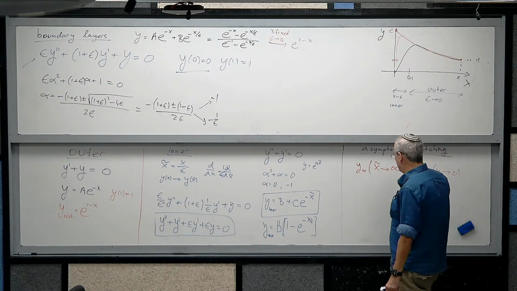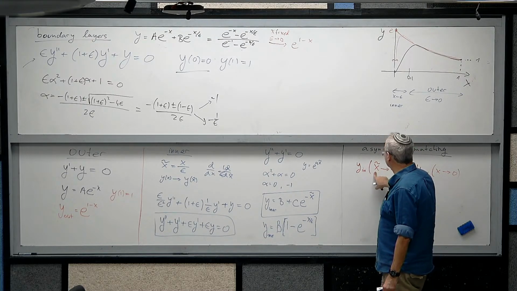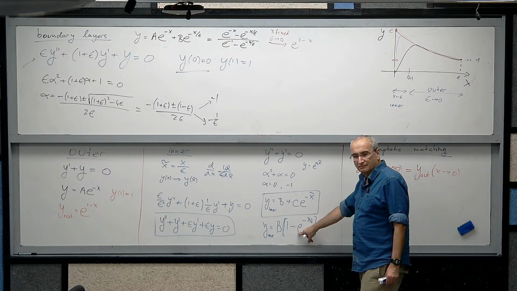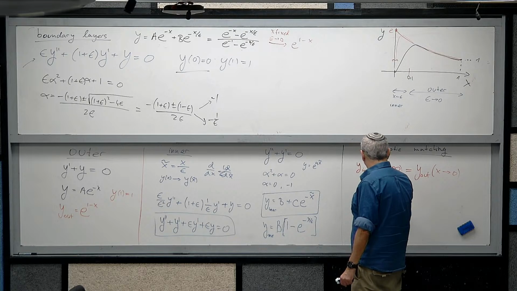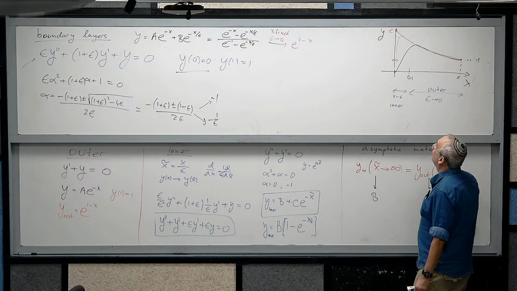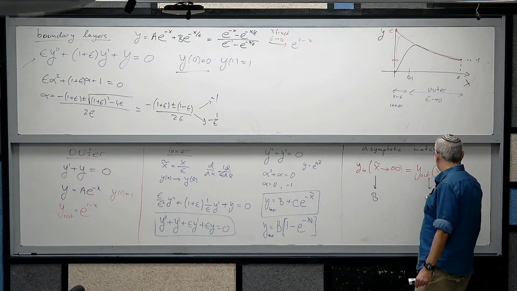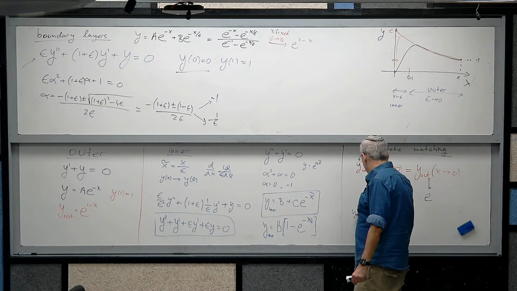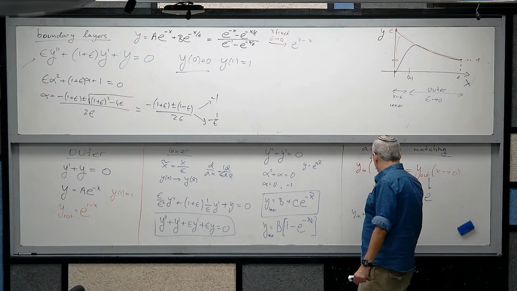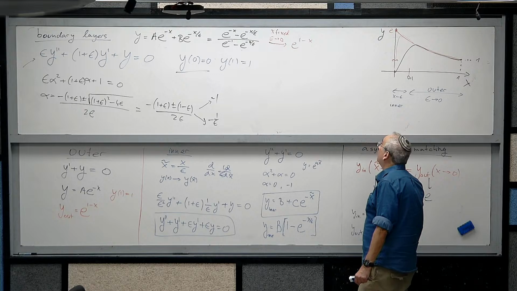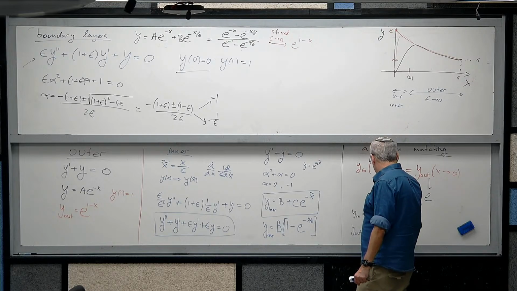So what happens when x tilde goes to infinity? I mean x much larger than epsilon. Then this term goes to 0, so here it will go to b, and y out at x equals 0 is going to e. So b must be equal to e. So y in is e times 1 minus e to the minus x over epsilon, and y out is e to the 1 minus x.